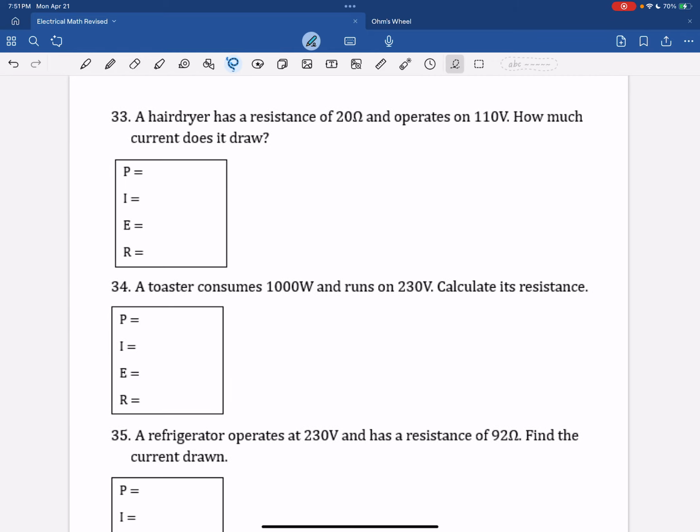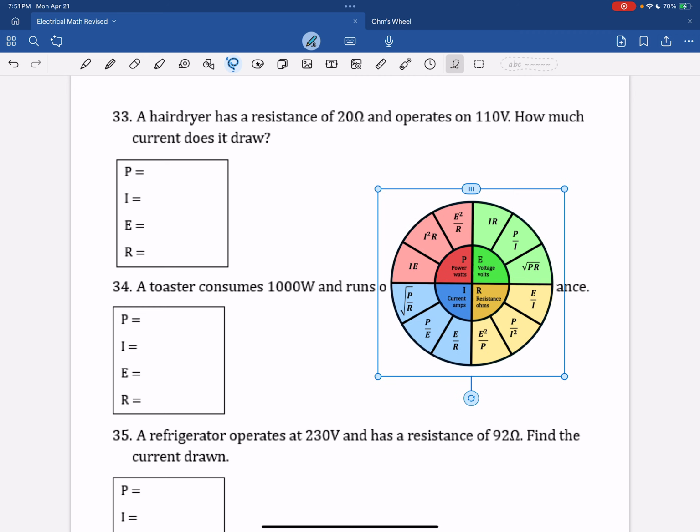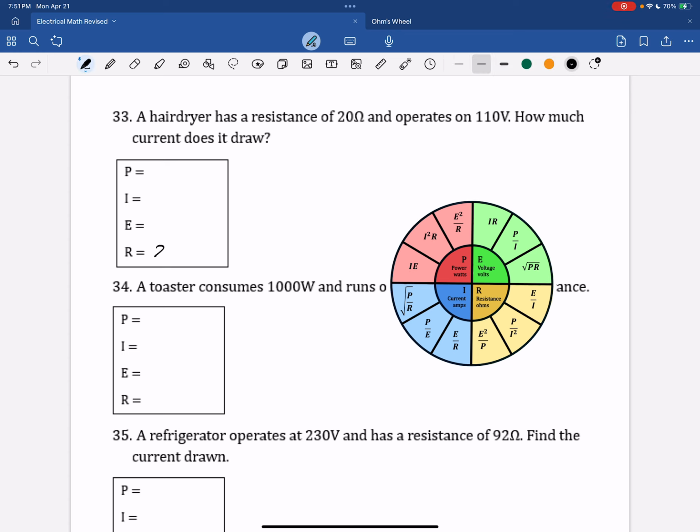Number 33. Let's get our best friend up here. A hair dryer has a resistance of 20 ohms and operates on 110 volts. How much current does it draw? So we're looking for I, and we know E and R.